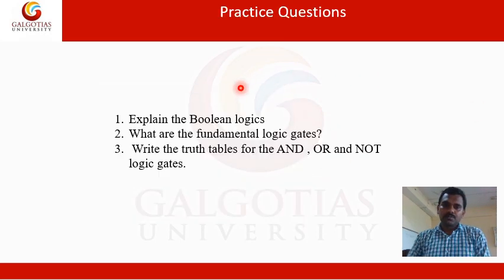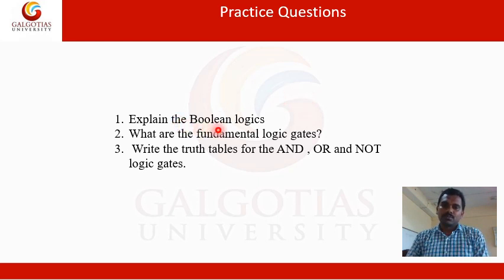Some questions based on the topic that we have discussed. What is Boolean logic? So Boolean logic basically works on the principle in which if we add 1, that is high plus high, we will get high. It's 1 plus 1 is equal to 1. And if we add 1 plus 0, again we will get 1. And if we add 0 plus 0, we will get 0.